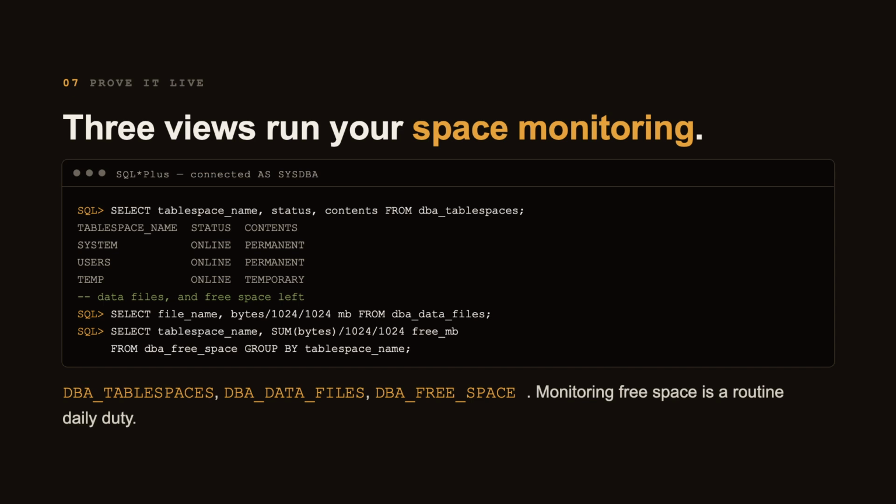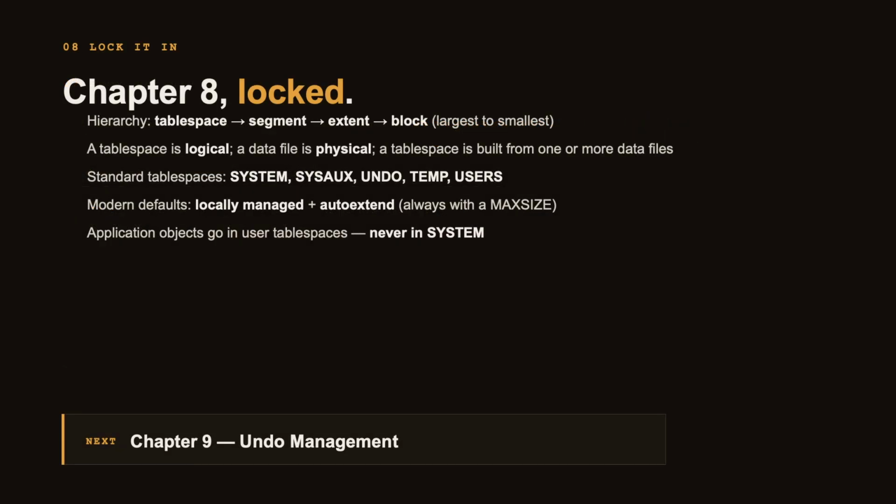We formally covered the DBA views in Chapter 17. Let's lock it in. The logical hierarchy runs tablespace, segment, extent, block, largest to smallest. A tablespace is logical, a data file is physical, and a tablespace is built from one or more data files. The standard tablespaces every database has are system, SYSAUX, undo, temp, and users, and you should know what each is for. Modern defaults are locally managed tablespaces and autoextend, and you always pair autoextend with a max size. And the golden rule: application objects go in user tablespaces, never in system.